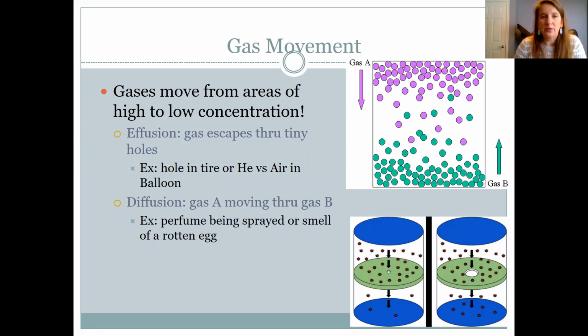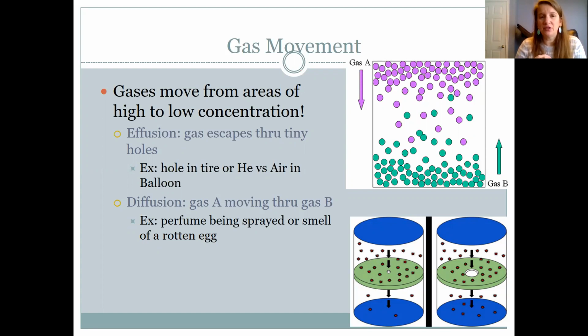With effusion though, that's where a gas escapes through a tiny hole. So let's say you puncture your tire and your tire starts going flat. That's because the air particles from inside the tire, where there's a high concentration, have effused through that puncture hole in your tire and escaped into the air.